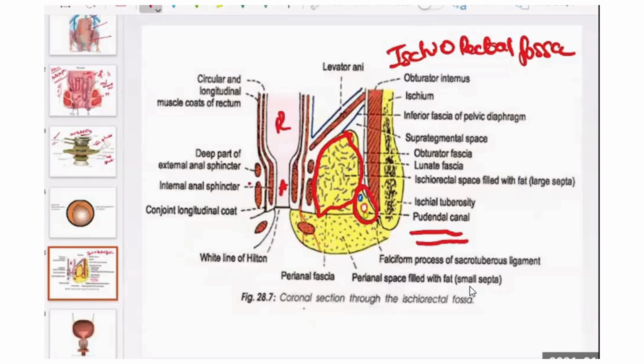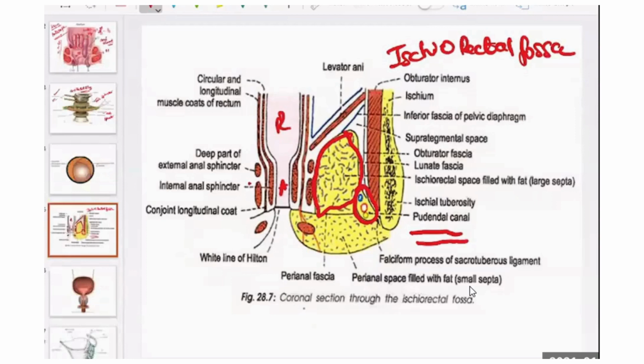Ischioanal fossa. After this, you are clear, right? Rectum and anal canal. So, which is painful, interior or exterior? Exterior is painful. The inferior rectal nerve and the inferior hypogastric plexus will supply above the pectineal line.